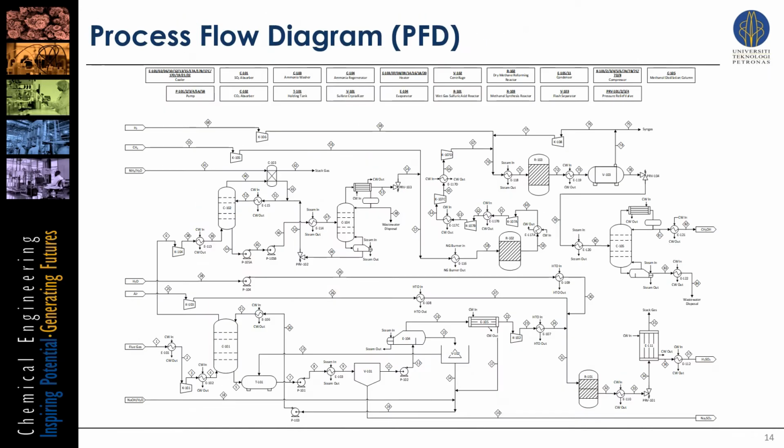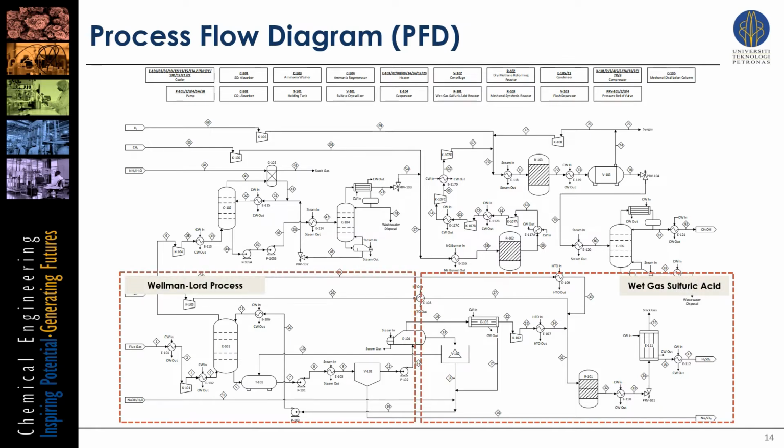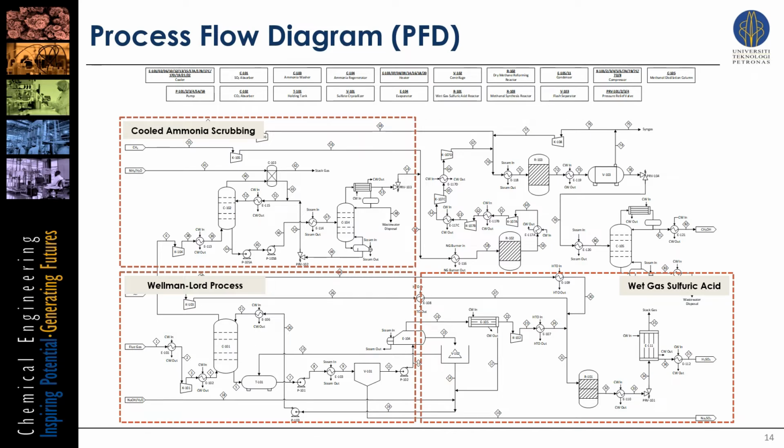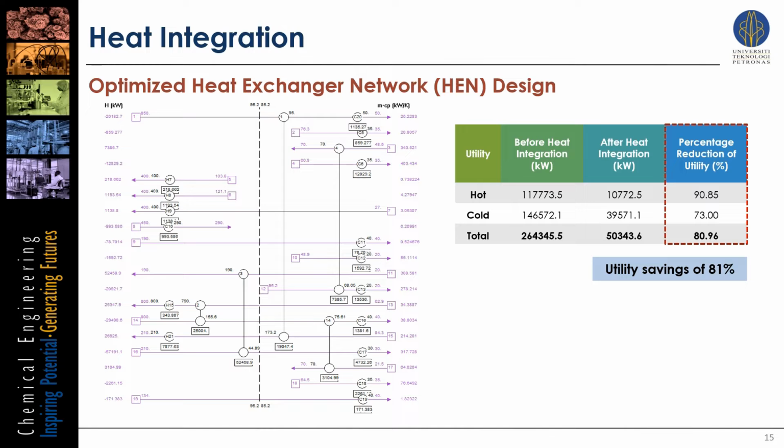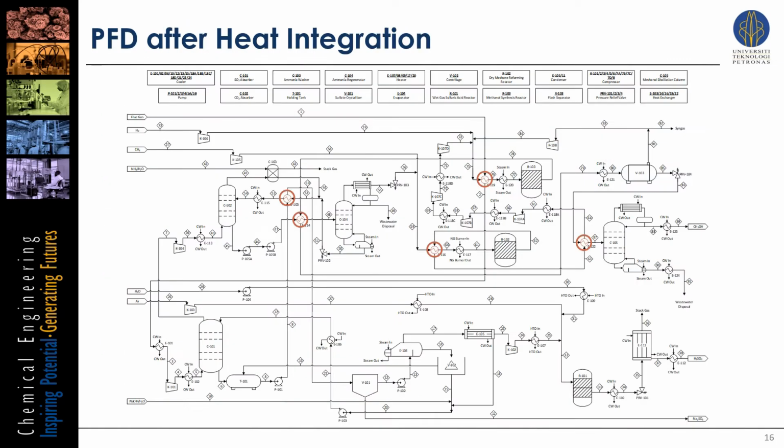This is the process flow diagram for our plant, consisting of the Wellman-Lord process, wet gas sulfuric acid process, cold ammonia scrubbing, and dry methane reforming to methanol. We then conduct heat integration design through pinch analysis, where we managed to reduce the utility by 81% through the addition of 5 heat exchangers. The process flow diagram after heat integration is shown here, where the heat exchangers are indicated in red.